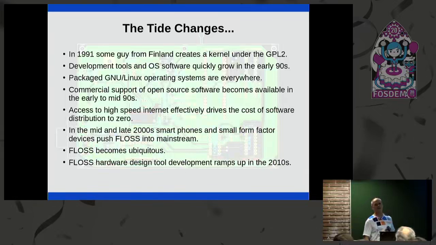What really changed the tide was high-speed internet access. Once high-speed net access became readily available, the effective cost of distributing software went to zero, right? So now open source development was kind of in full swing at this point. By the late 2000s, the small form factor devices and smartphone industry, it was everywhere now. You couldn't hardly use a device without touching open source software. You may not have known that you were using it, but you were using it. So at this point, FLOSS won. There's not any debate here about whether or not FLOSS was the dominant development model for software, right?